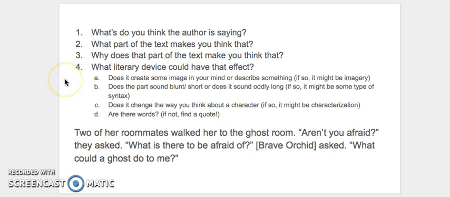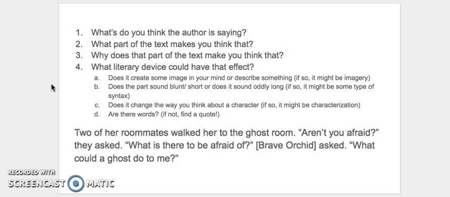So another example, I chose this quote because I was considering the topic of bravery and standing up for what you believe in, and so I was thinking that Brave Orchid's interactions with her fellow students really showed her bravery, right?